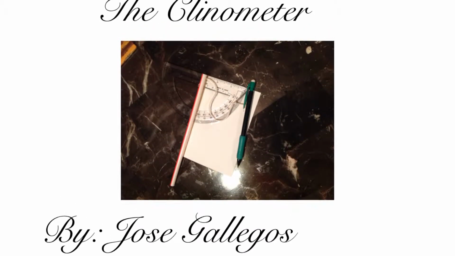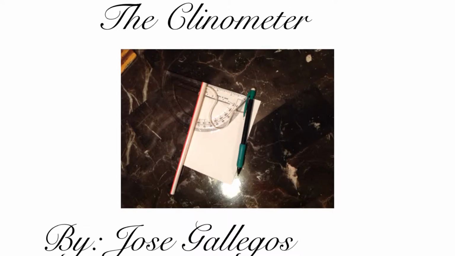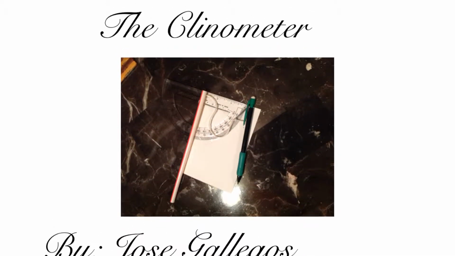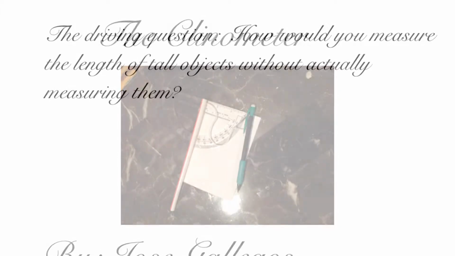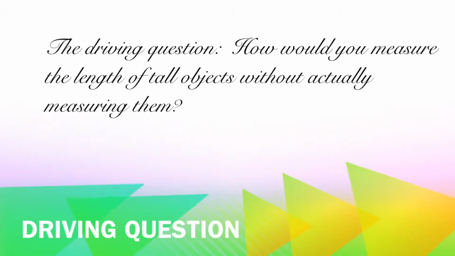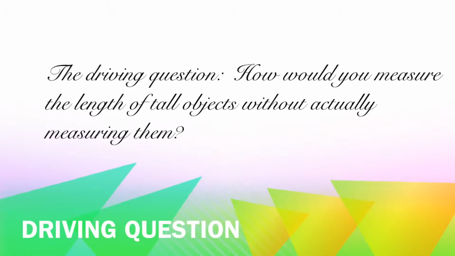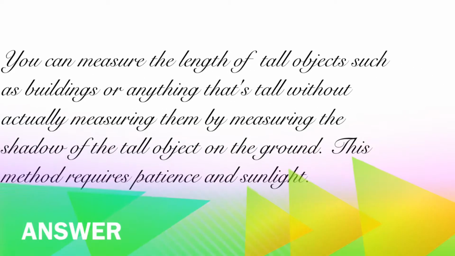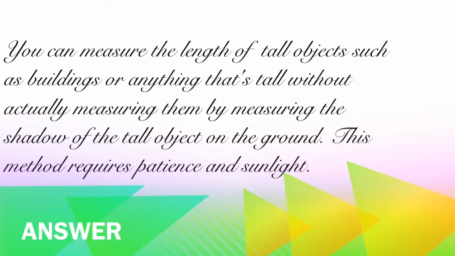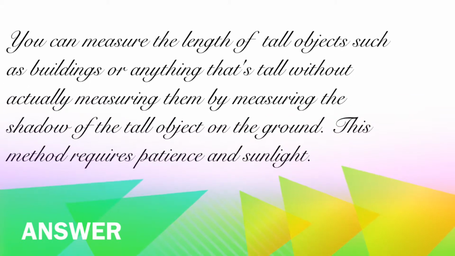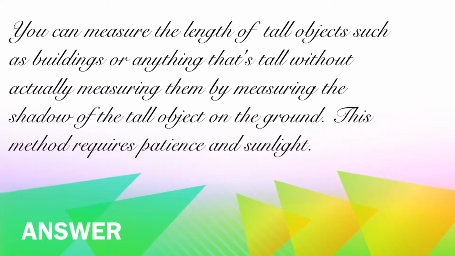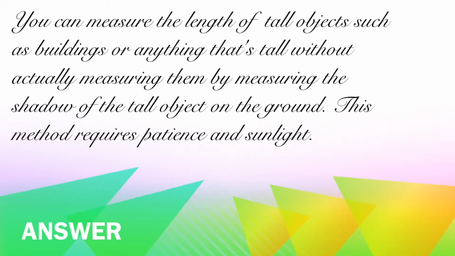Today, I will be talking to you about the clinometer. The driving question: How would you measure the length of tall objects without actually measuring them? You can measure the length of tall objects such as buildings or anything that's tall without actually measuring them by measuring the shadow of the tall object on the ground. This method requires patience and sunlight.